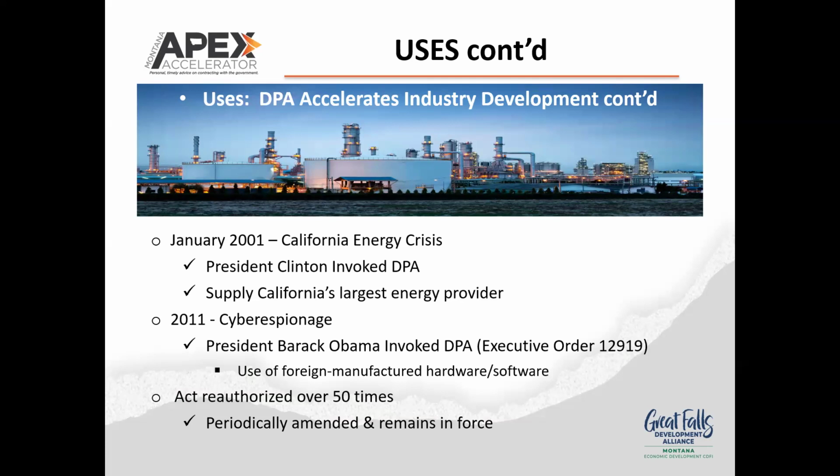In 2011, President Barack Obama invoked the law to force telecommunication companies under criminal penalties to provide detailed information to the Commerce Department's Bureau of Industry and Security on the use of foreign manufactured hardware and software in the company's network as part of efforts to combat Chinese cyber espionage.